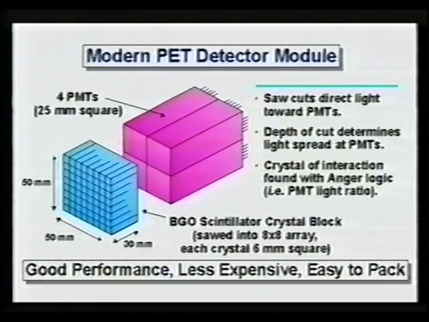Nowadays, what you will see is something that looks very much like it, has very similar performance, but is much more cost effective. You take a much larger block of scintillator crystal and partially cut it up into smaller crystals. You're very, very careful about how you cut these crystals. What you're trying to do is carefully tailor the pattern of light that it makes on that group of 4 photomultiplier tubes.